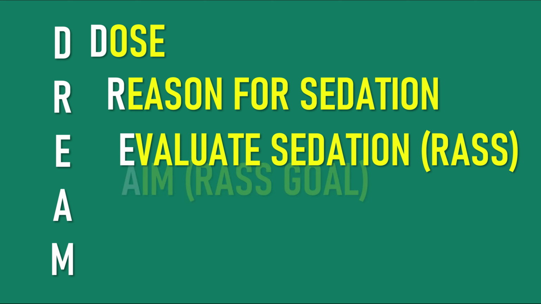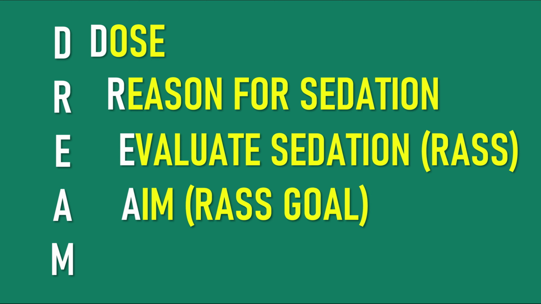A is for the aims, and that represents the goal of the RASS score. For example, we're aiming for a RASS score of -2 or -3. The patient may have a RASS score of 0 or -4, for example.